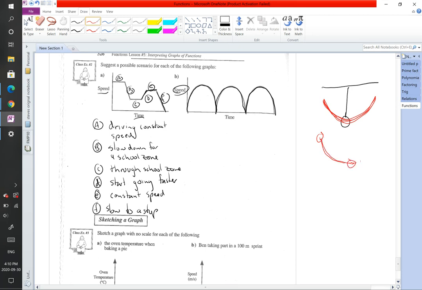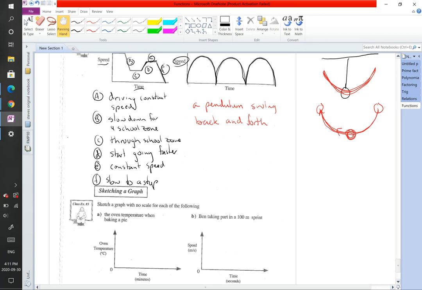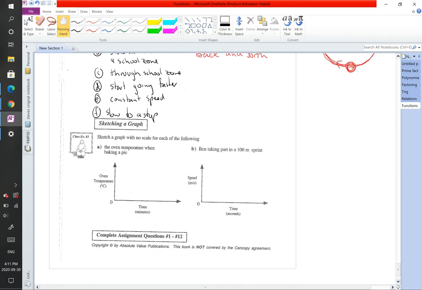It's going to be moving really fast at the bottom, then it's going to climb back up to the other side and come to a stop, and then it's going to go back the other way, again being maximum speed at the bottom, and then slowing down. So this could be a pendulum swinging back and forth. So it's just about being a little bit creative and trying to figure out what could be going on. So now we are going to sketch a graph with no scale, just to try to represent what's going on.